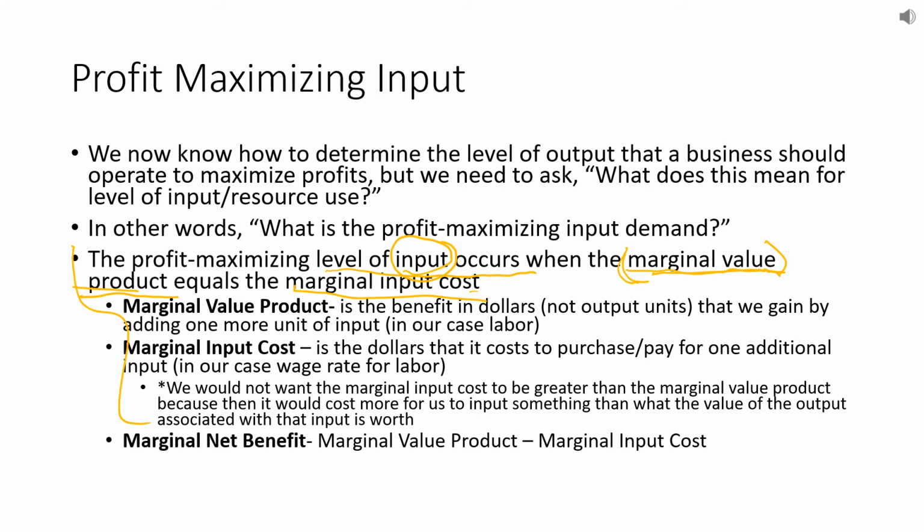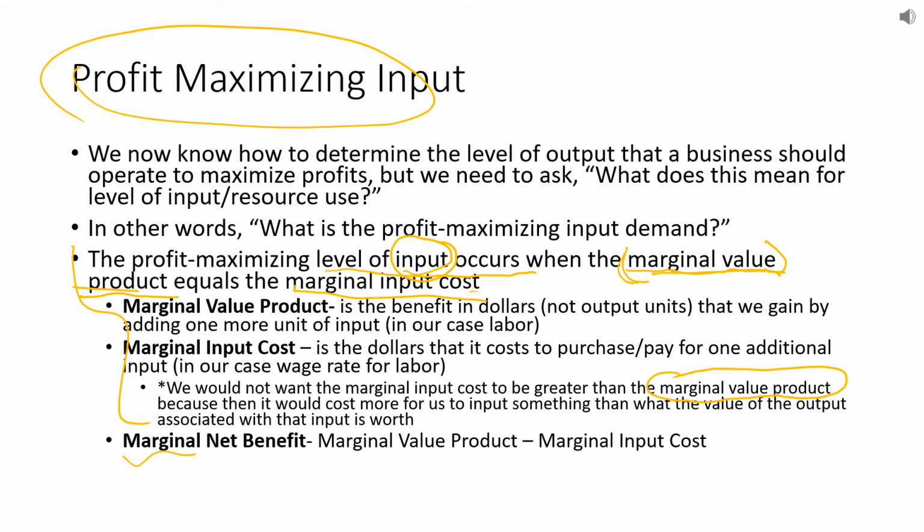This could be wage rate, for labor. So if it costs us $15 an hour to add one more unit, that could be our marginal input cost. In order to maximize our profits, we would not want the cost of that one more hour of labor to be greater than the value that one more hour of labor can produce for us. So that's why the profit maximizing point is where these two are equal.